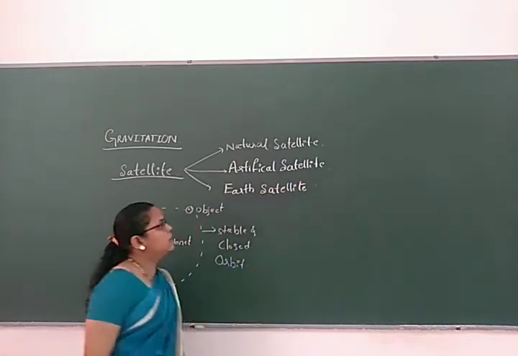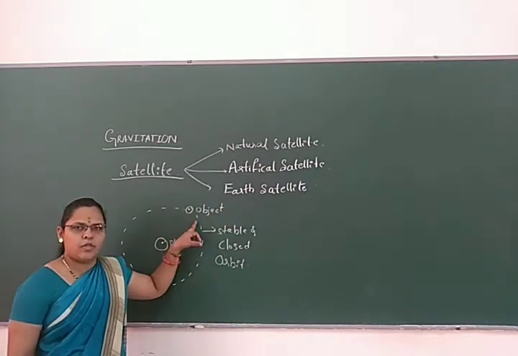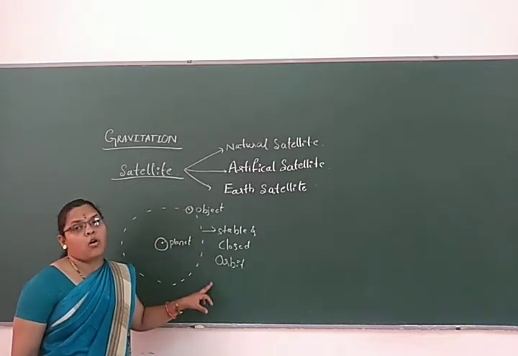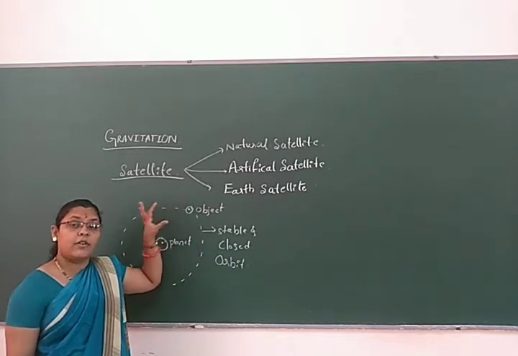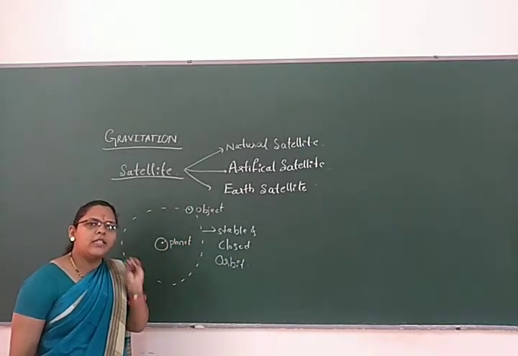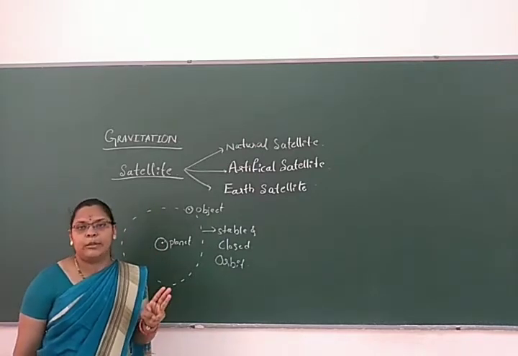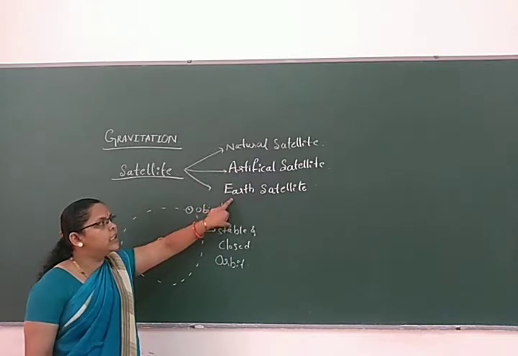Satellite we know. A satellite is an object which is revolving around the planet in a stable and closed orbit. Right? So this plays a very important role and it is a very interesting topic in the gravitational chapter. There are again three types: natural satellite, artificial satellite and Earth satellite.